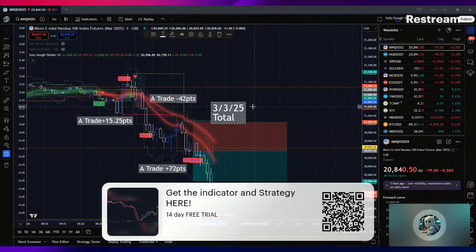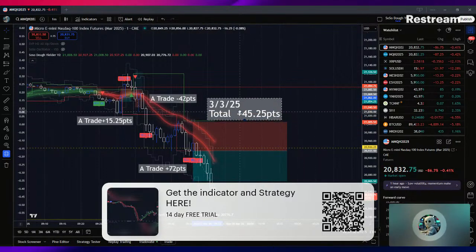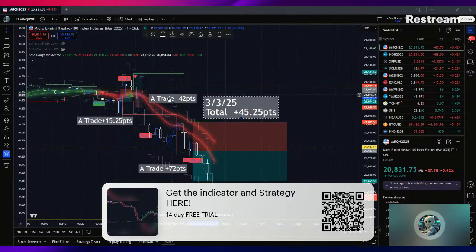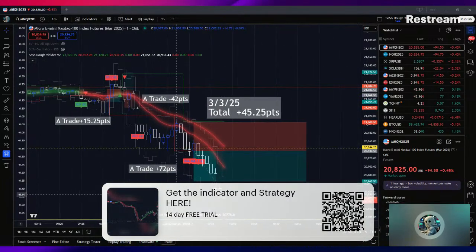Do some math here. So we're negative 26.75, 26 and 3/4 plus 72. That's 45 and a quarter points. Get to where you're trading one minis, that's pretty much $1,000 day. Pretty close to it, 900 and something dollars.